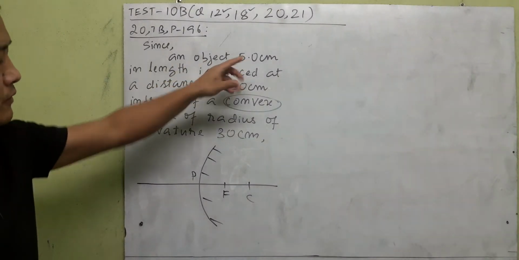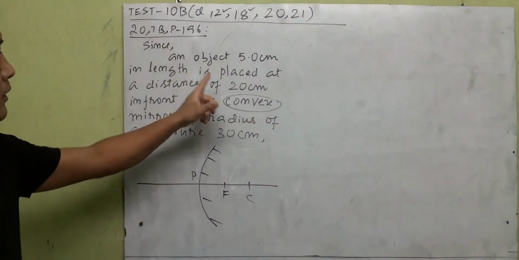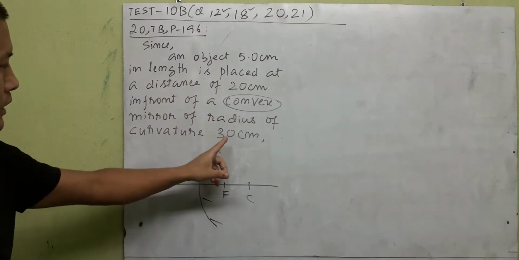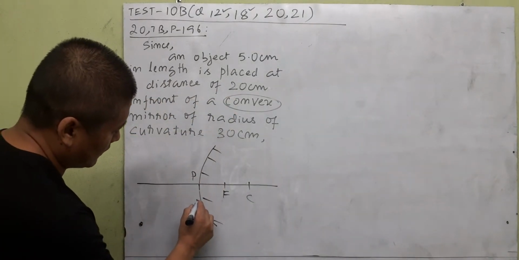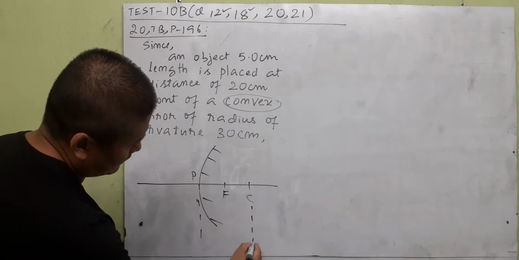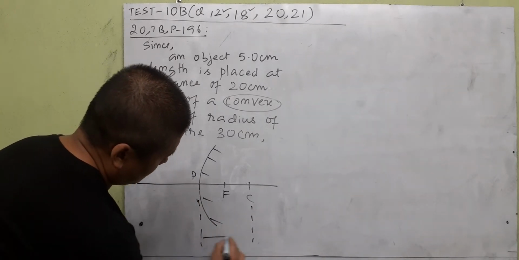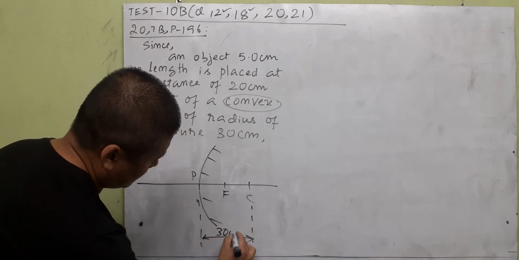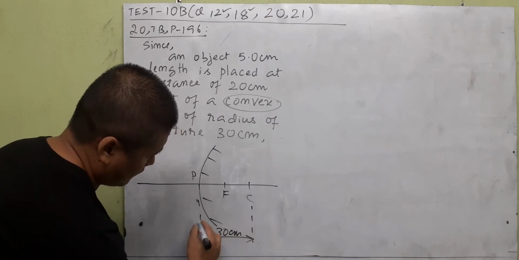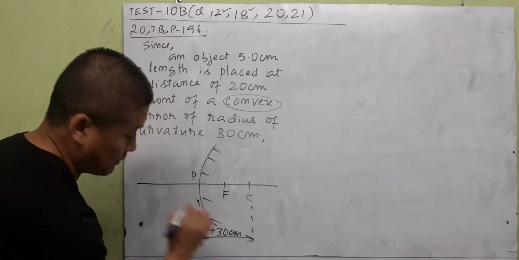Now the object, 5, should be on the left, at a distance of 20. The radius is 30. That means the radius of curvature we know. We can just draw it with our pen. The distance between C and P, the question is clearly saying, is 30 centimeter. It is on the right side of P, so this is plus.